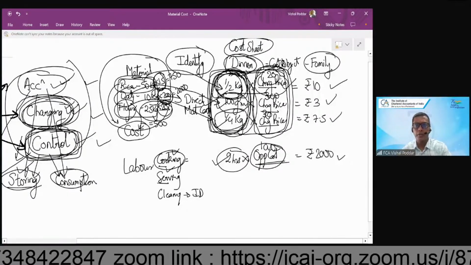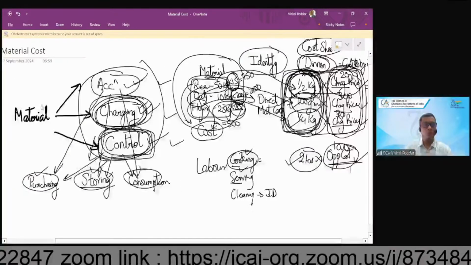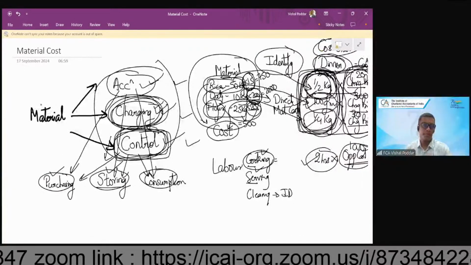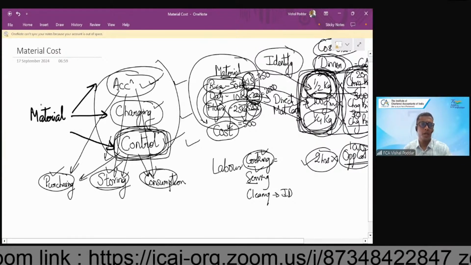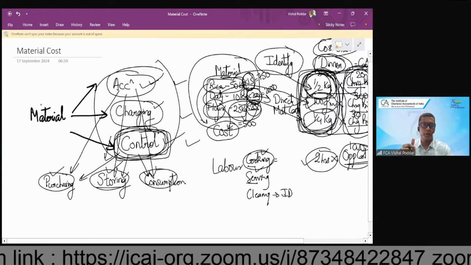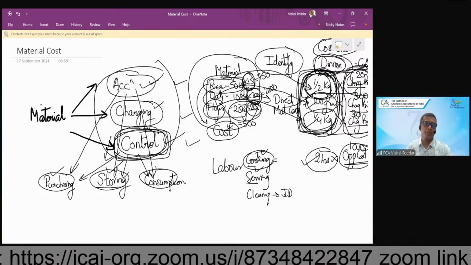And the second part is the charging price. How to find out this charging price? This is what you study in this part, what I have marked here, that is charging. What we are going to study in charging of material is finding out this charging price. Charging of labor, finding out the charging price. Overheads, finding out the charging price.